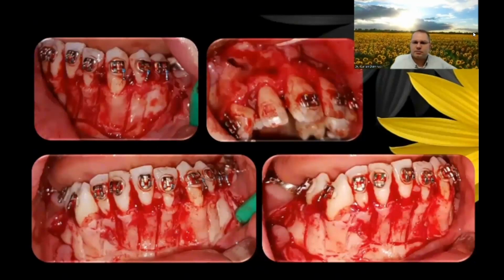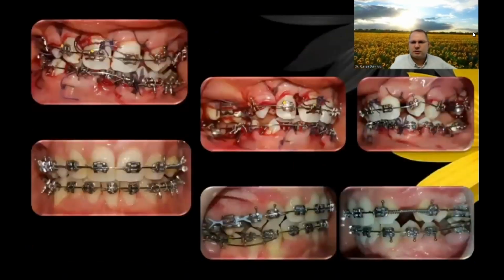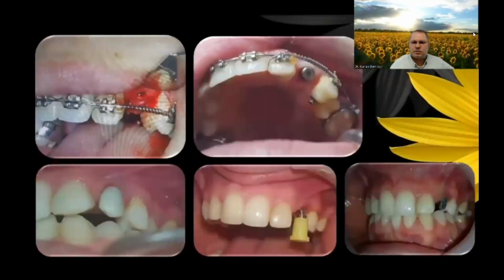So corticotomy, demineralized bone, sticky bone, and then BCGF membranes were placed everywhere. Suturing, tight suturing, as you can see, and directly starting with the movement. Then afterwards, in the second stage, we placed an implant, number 23.